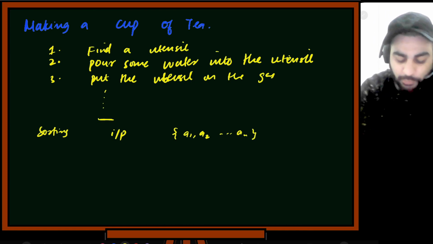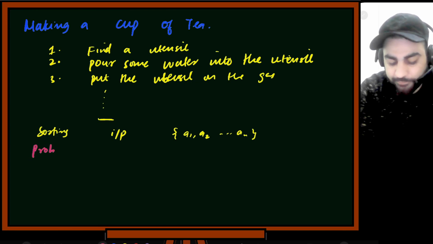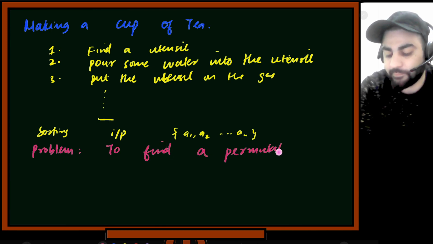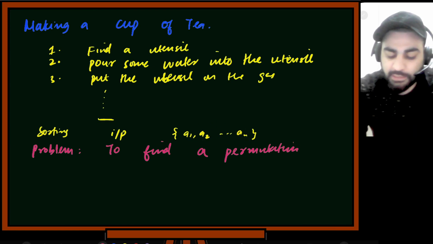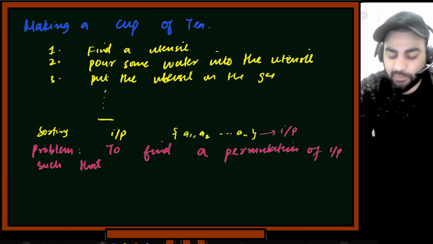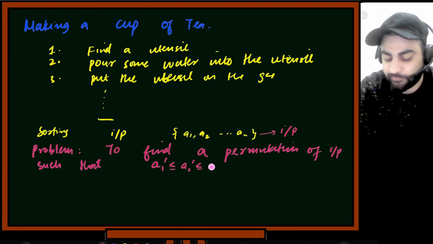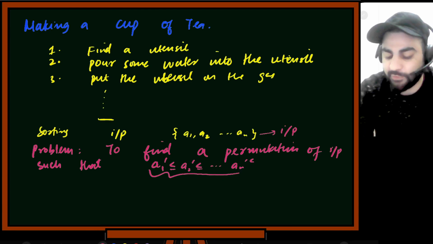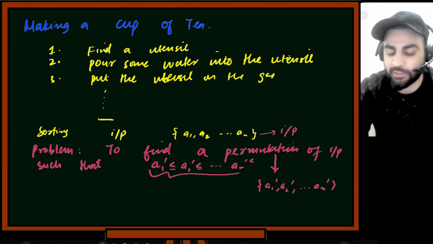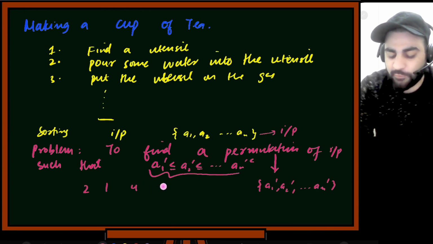So what is the sorting problem? The problem is to find a permutation of the inputs. A permutation basically means a reordering of these numbers. We have to reorder them such that they are in ascending or descending order, something like a1' is less than or equal to a2', and so on, up to an'. This is our permutation: a1', a2', and so on, an', such that they follow this. Basically, if I have numbers 1, 2, 4, 6, 8, 9 and I have to sort this, this is my input.